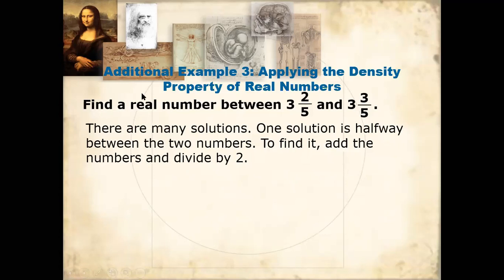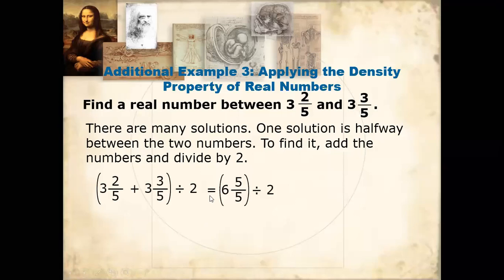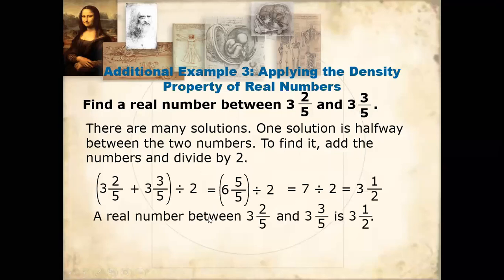Again, find a real number between 3 2 over 5 and 3 3 over 5. Someone can say, Miss Taha, 2 over 5, the next number is exactly 3 over 5. No, we have infinite numbers between them, because we are talking about real numbers, which means we accept decimals, fractions, mixed numbers, and so on. So in case you have a question like this and you want to find a real number, we add them together and then divide by 2. Between 3 2 over 5 and 3 3 over 5, we have 3.5.